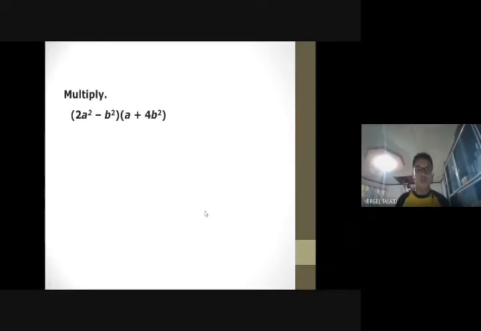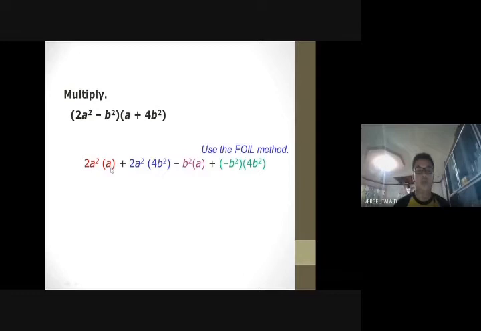Binomial by binomial. So to recall the FOIL method, using FOIL, the first term is 2a squared times a, then the outer is 2a squared times 4b, then the inner is negative b squared times a, and the last term is negative b squared times positive 4b squared.